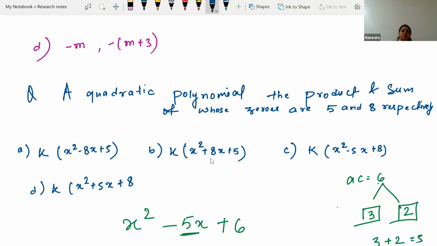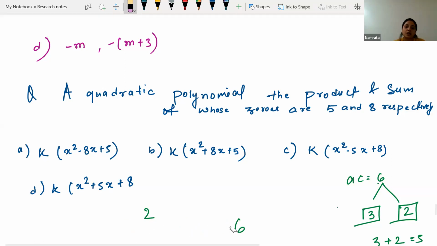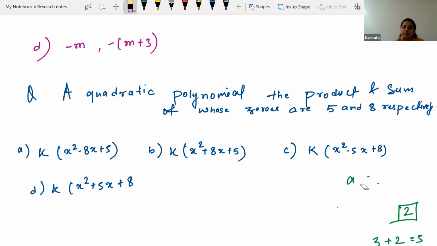Okay, k can be any number, 1, 2, 3, whatever. We will be focusing on framing a quadratic polynomial where the product and the sum is given. That's it. And whatever option will be suitable, we will mark that option as the correct option. Can you tell me what will be the result? Which option is the correct option?